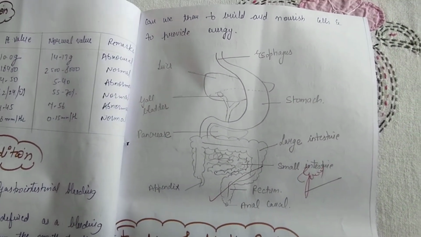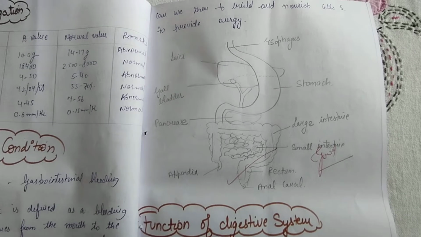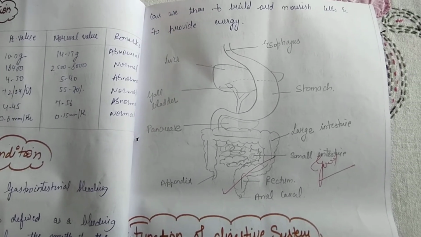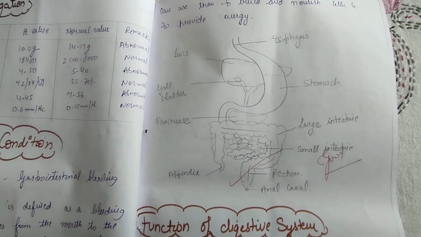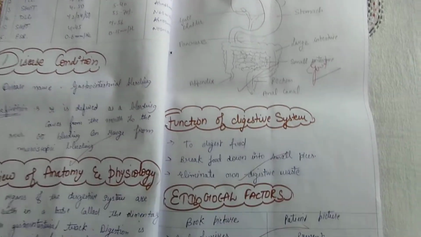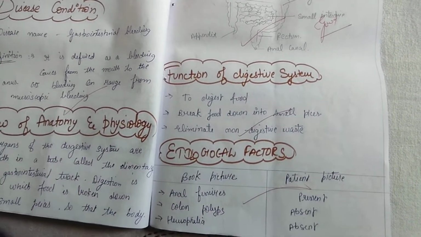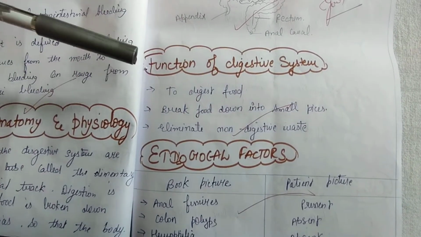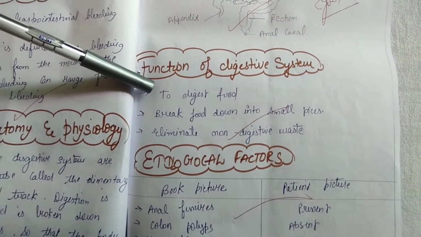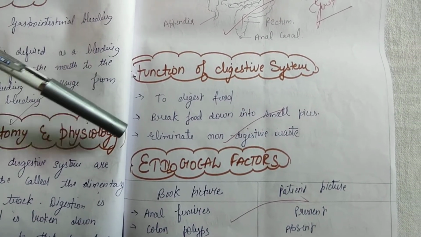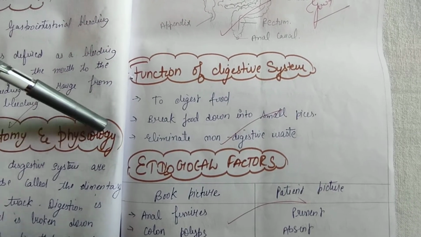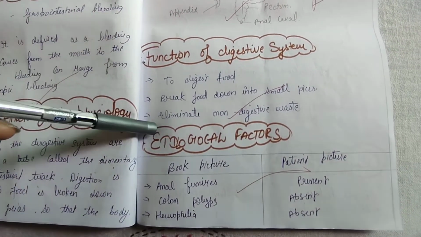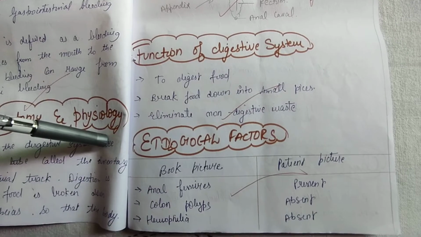Here, if you want, you must make a diagram of the GI tract or any other topic you choose for your case presentation. Then comes the function of the digestive system. The digestive system mainly has three common functions: to digest the food, to break down the food into small pieces, and to eliminate the non-digestive food. Then comes the etiological factors.